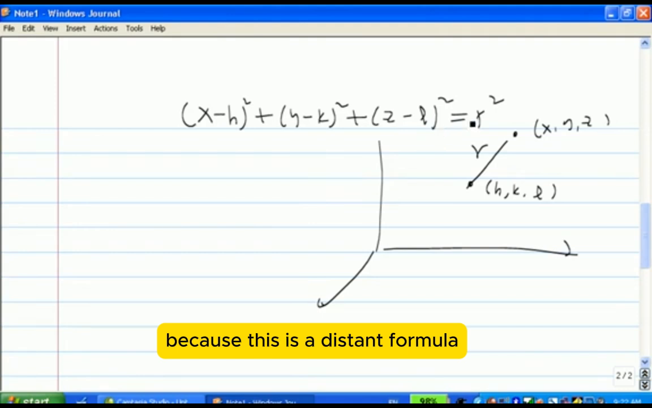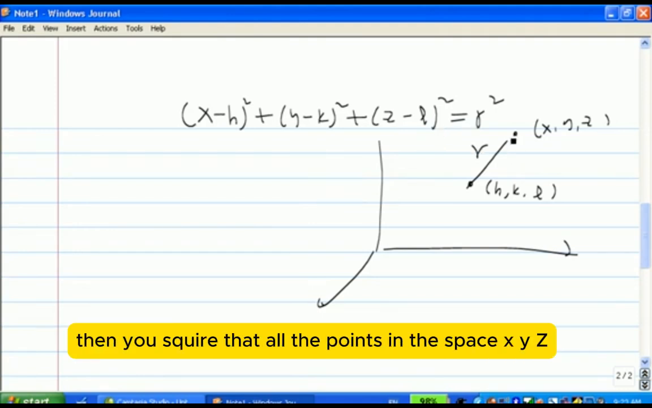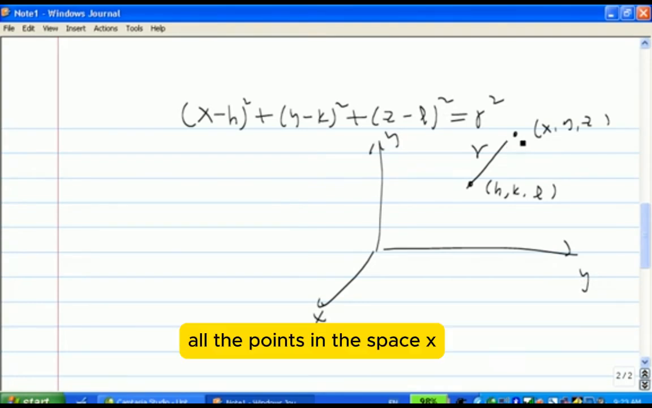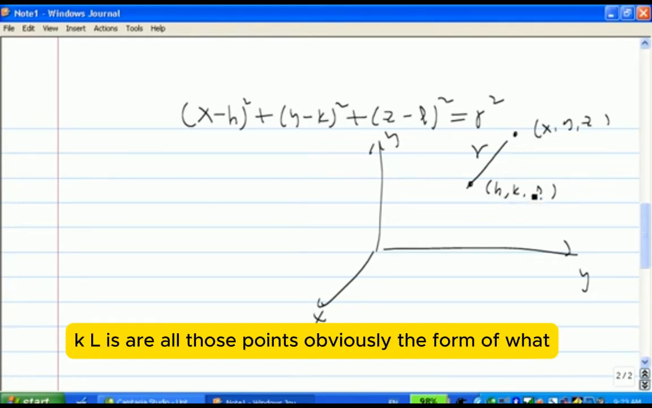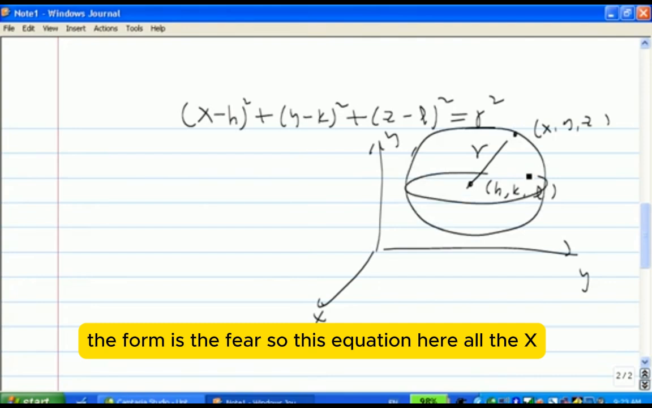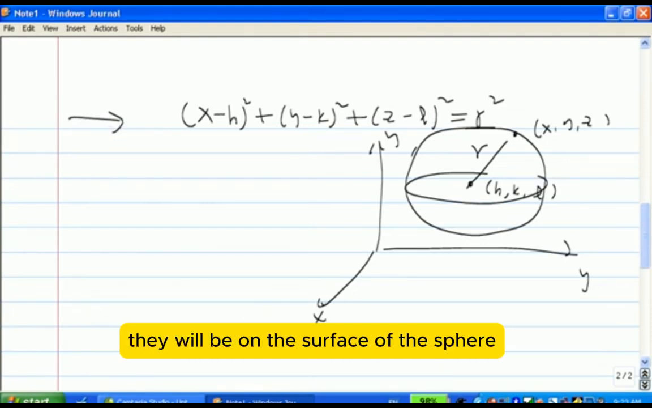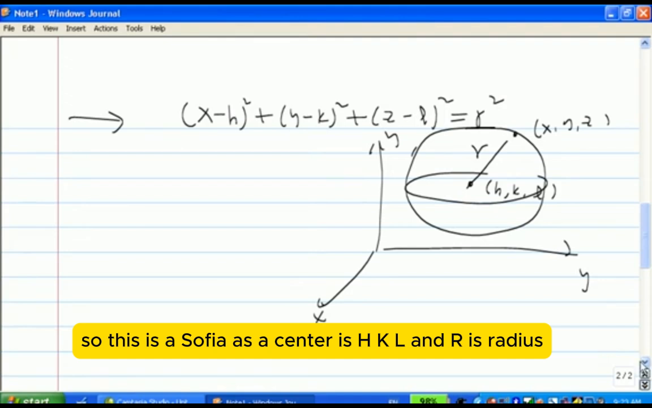Because this is a distance formula, then you square that. All the points in the space x, y, z satisfy this equation. In other words, all the points x, y, z whose distance to the given one, h, k, l, is r. All those points, obviously, they form a sphere. So all the x, y, z satisfy this equation, they will be on the surface of the sphere. So this is a sphere with center h, k, l, and r as radius.